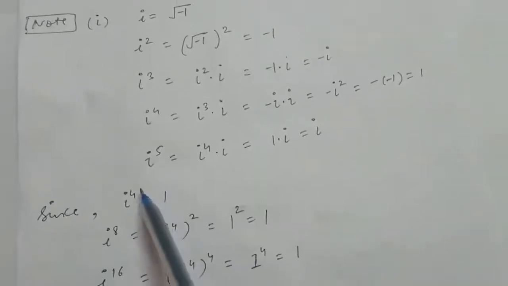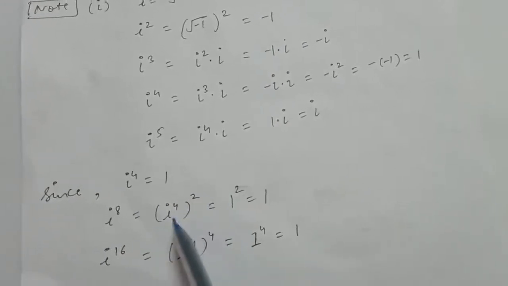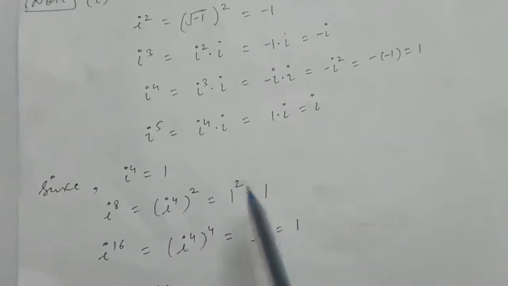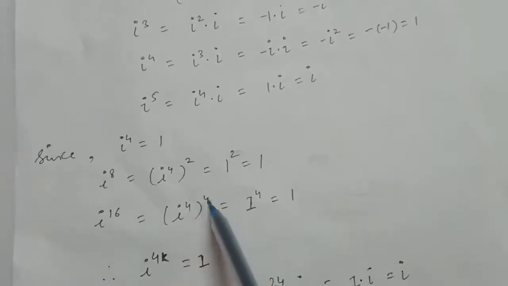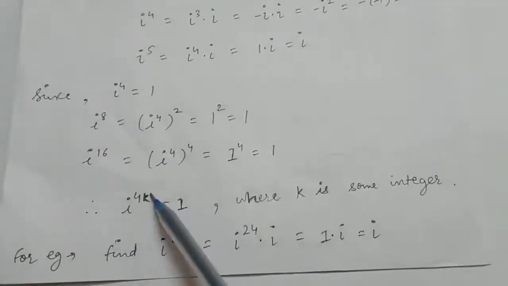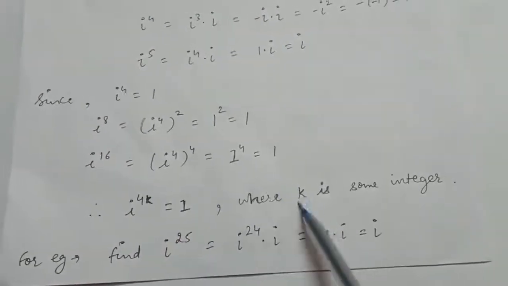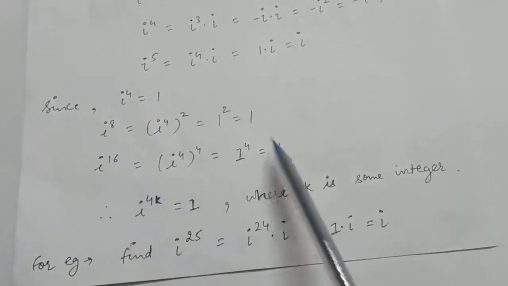Since iota raised to the power 4 is equal to 1, iota raised to the power 8 can be written as iota raised to the power 4 whole square. Now this is 1. Square of 1 is 1. Similarly, iota raised to the power 16 is also iota raised to the power 4 whole raised to the power 4, which is 1 raised to the power 4, equal to 1. So this gives this result that iota raised to the power 4k is equal to 1 where k is some integer. See, because iota raised to the power 4 is 1, any power of iota which is a multiple of 4 will also be 1, right?